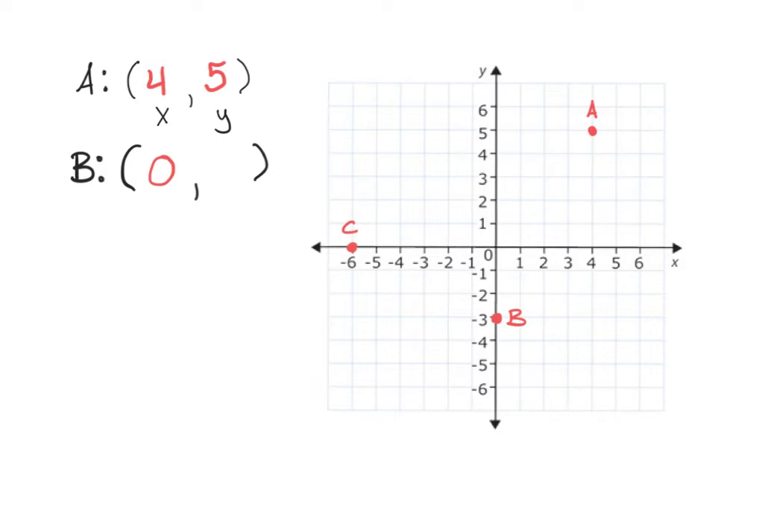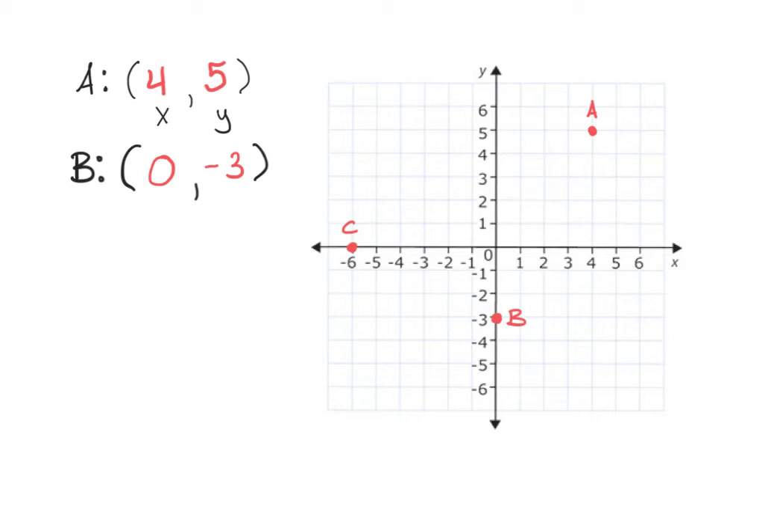Next, I go back to my point, and it's actually already on the y-axis, so I don't need to go left or right. So I can see that it is on the y-axis at -3, which means the y value of point B is -3.